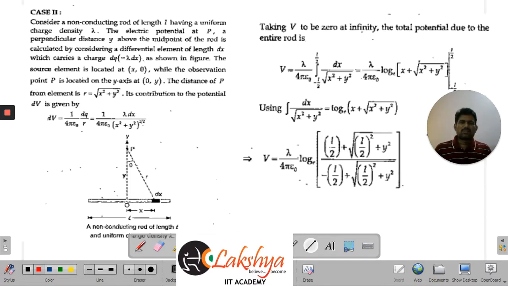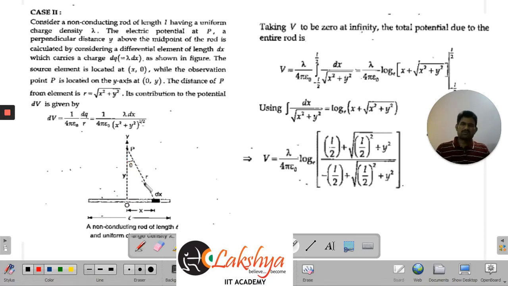Next, let us see some other point. Suppose this is case 2. This is the line of charge of finite length L, and let us again consider lambda as the charge density, or you may assume that Q is the charge distributed on it. Now we need to calculate the electric potential at this point P, which is at a perpendicular distance y from this rod.